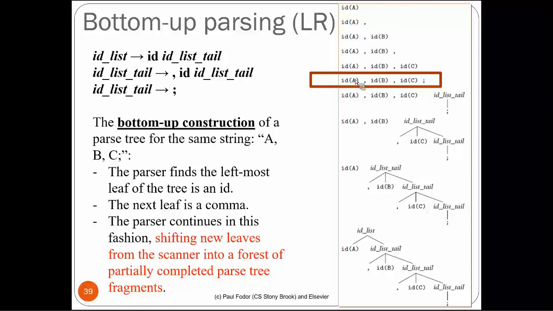So now the input will be this list of tokens, and it will continue in this fashion, shifting all the leaves from the scanner into a forest of partially completed parse tree fragments. Basically, it takes all of these terminals and puts them into a stack. So the top of the stack would be semicolon, then ID C, comma, ID B, comma, ID A. Then it will start from the top of the stack, basically the last symbols that were seen in parsing.